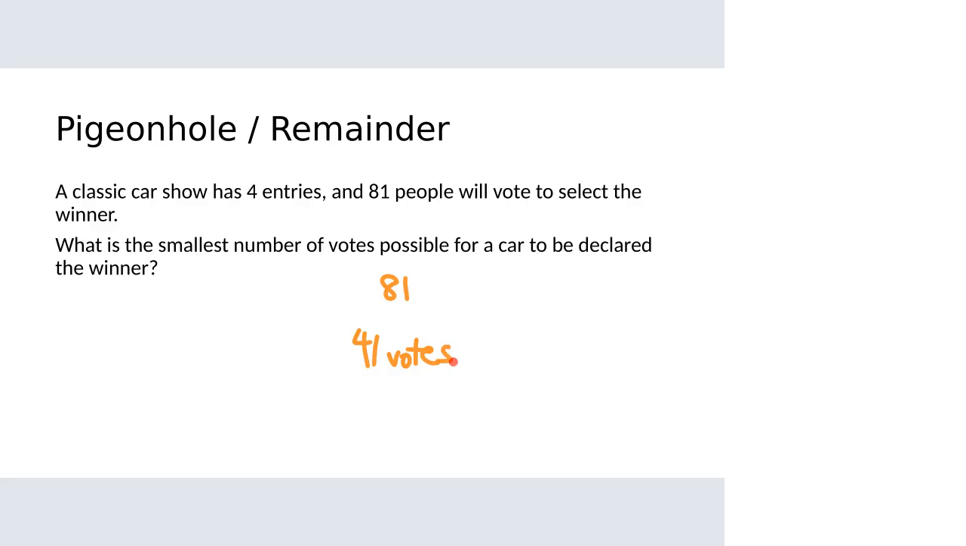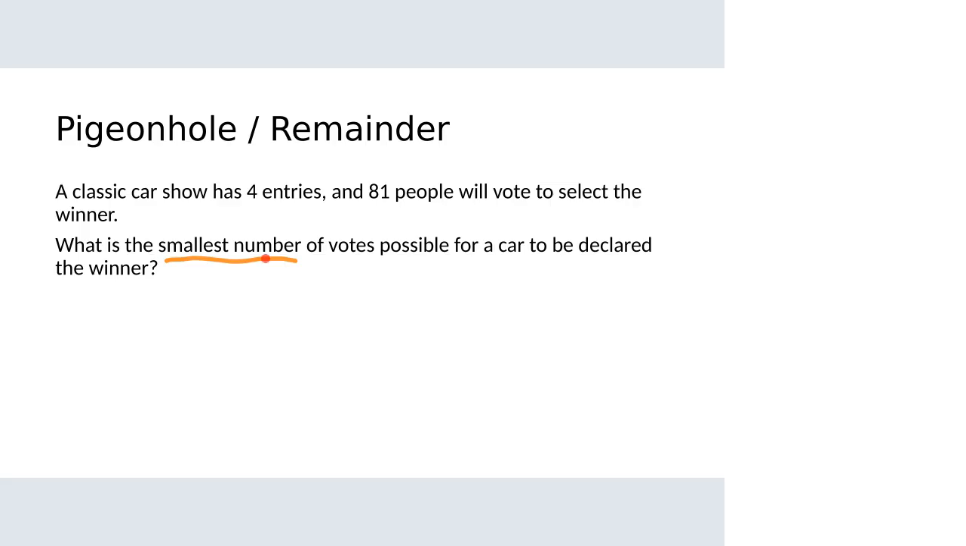Yes, Denise, that's right. There's one left over if you make groups of 4, one left over if you make groups of 6. That's how that problem was set up. And 41 votes would definitely make one of these cars the winner. But here, kind of like the last one, it's not just how many votes would make you the winner, it's what is the smallest number of votes possible for a car to be declared the winner.